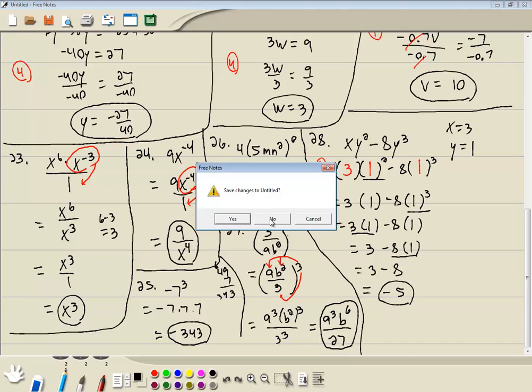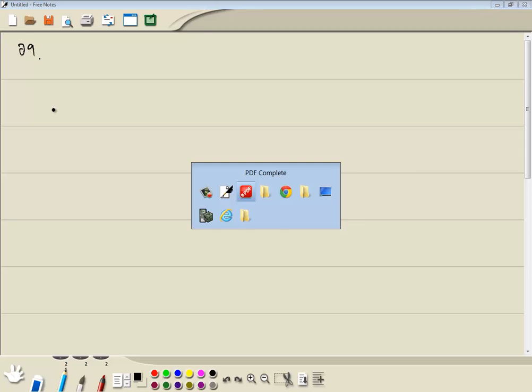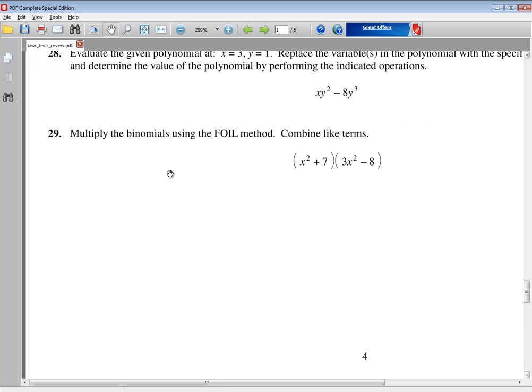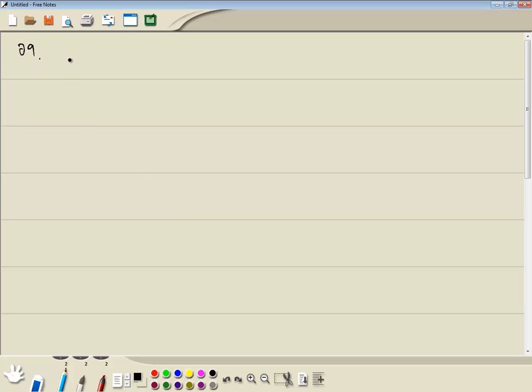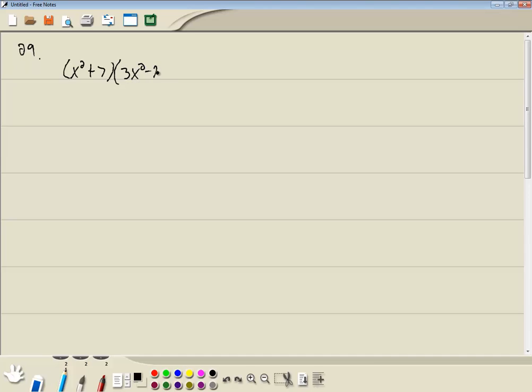Okay, there we go. 29. It says multiply the binomials using the FOIL method. So we got x squared plus 7 times 3x squared minus 8. Now I'll use a line method, which is basically FOIL. So we'll take our first term here, this x squared, multiply times the first term over here, multiply times the second term. So we got x squared times 3x squared, the firsts multiply together.